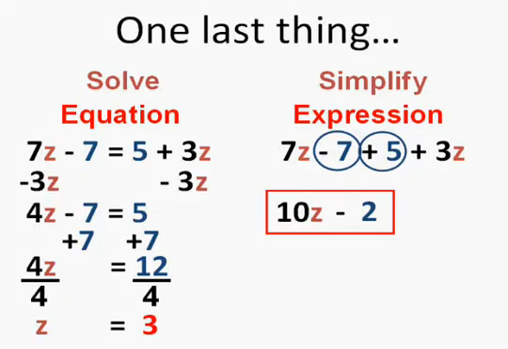So what's going to decide whether you solve something or simplify something, or whether it's an equation or an expression? Of course, it's the equal sign. So be aware, when you have an equal sign, you're going to solve an equation. When you don't have an equal sign, it's an expression, and you're going to simplify it.